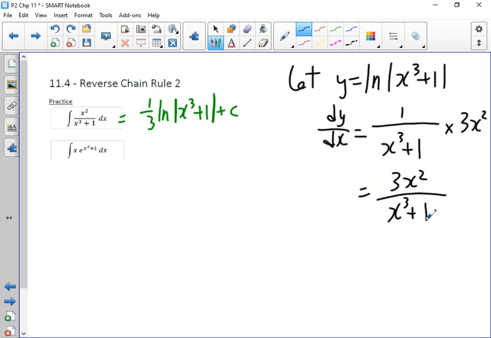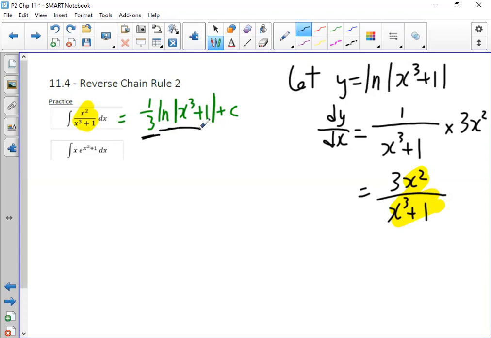I check the variables and the coefficients, and I realize I have x squared over x cubed plus 1. That's why it worked. You can see the algebra terms are matching, but there's no 3 in the original question. Therefore, the final answer will be a third of the guess answer plus c.